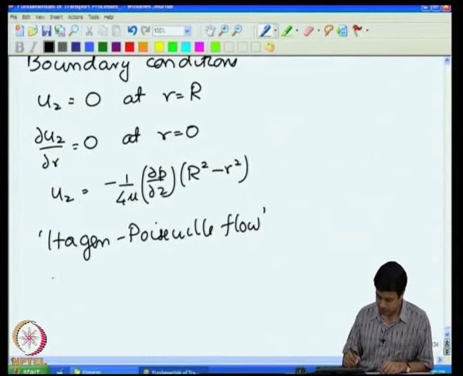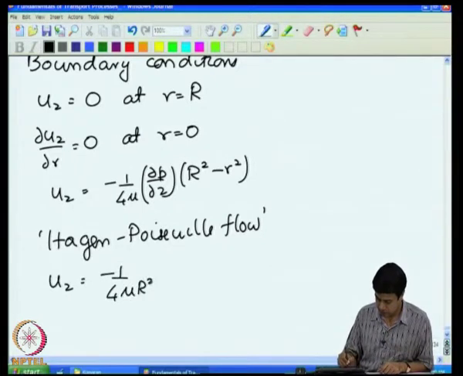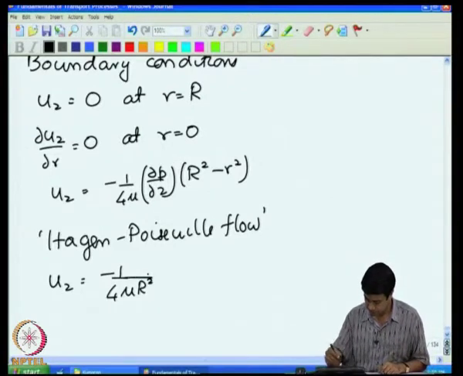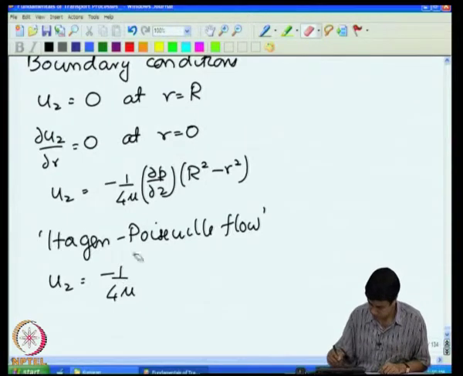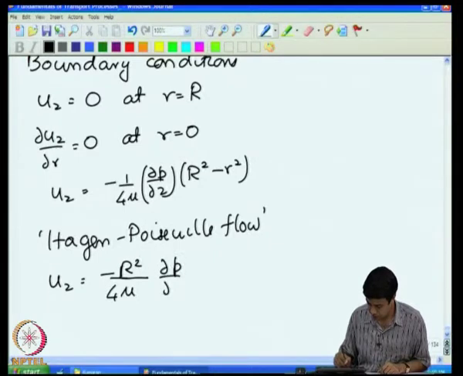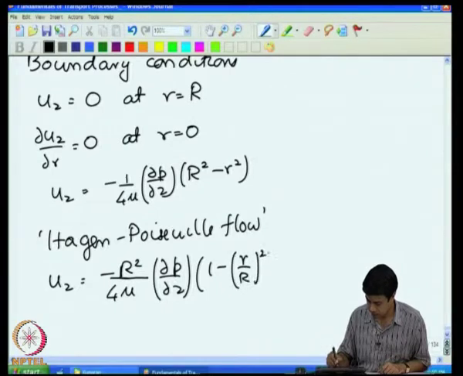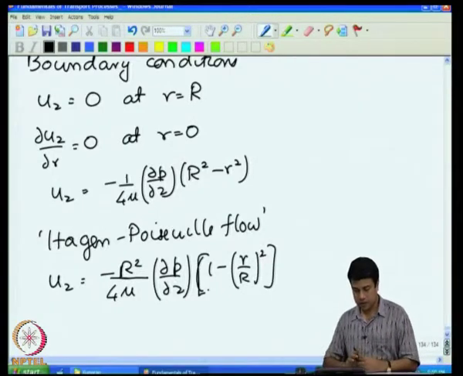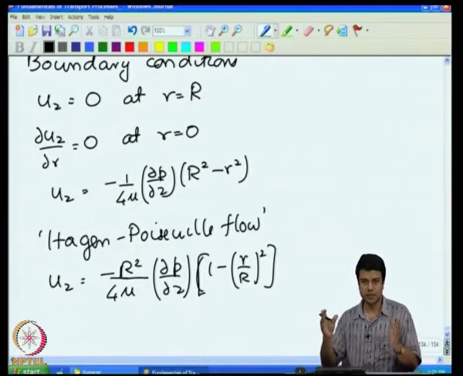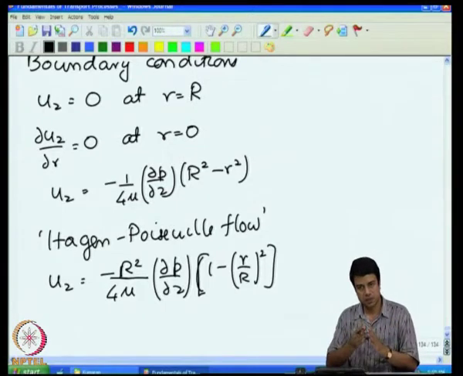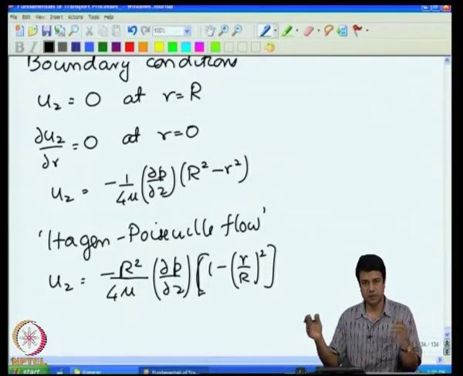And I can also write this as u_z is equal to minus R square over 4 mu dp by dz into (1 minus r by R) the whole square. Note that the velocity is positive when the pressure gradient is negative. In other words, dp by dz has to be negative. Pressure has to decrease along the length of the tube for the velocity to be positive.